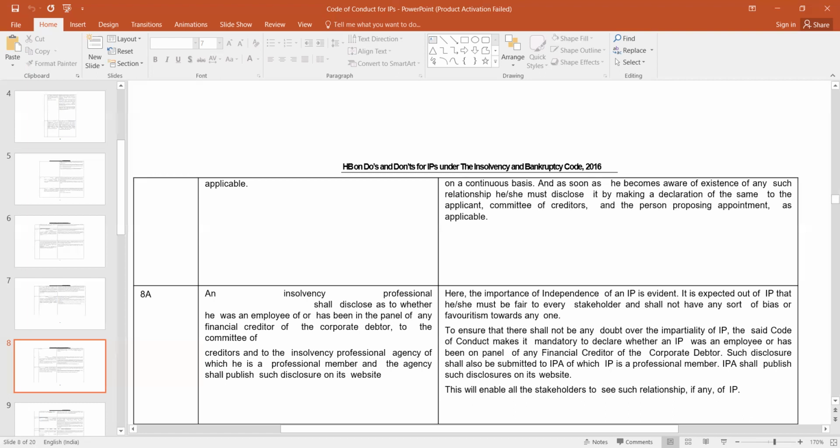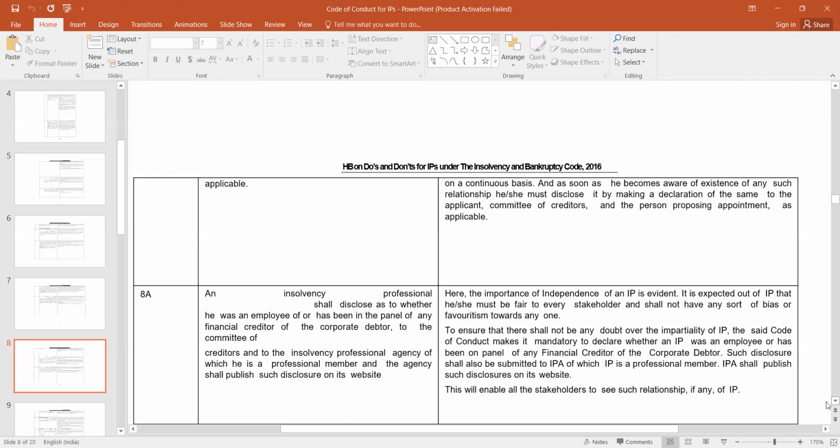Suppose you were an employee of SBI Nariman Point branch, because some of the bankers are also passing this exam of insolvency professional, and they are practicing as insolvency professionals. Now you have been appointed as IP of one of the CDs where this SBI Nariman Point has advanced loan, so it's the financial creditor. So there is no bar as such that you being an ex-employee cannot be an IP, but you have to disclose this relationship. Disclosure is the best provision, sir. Yes.